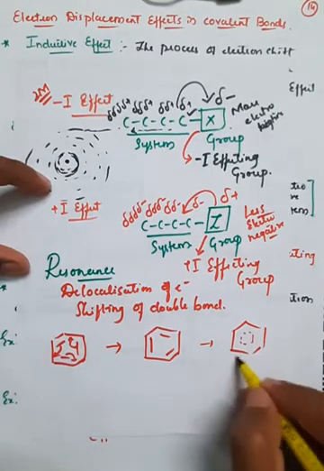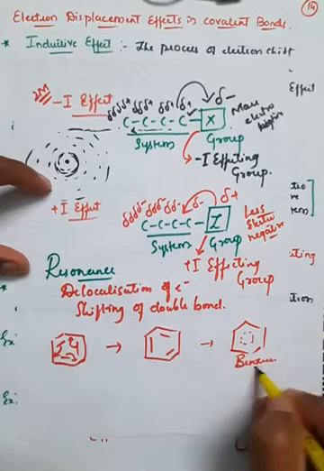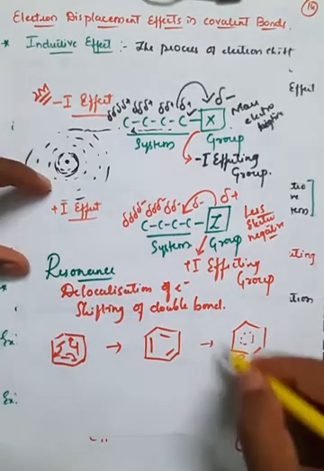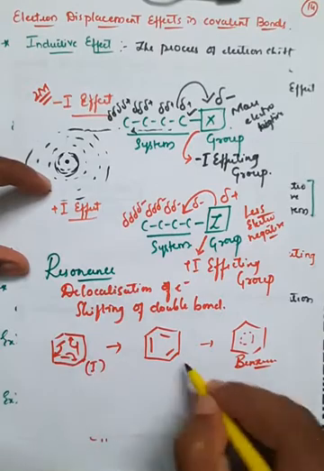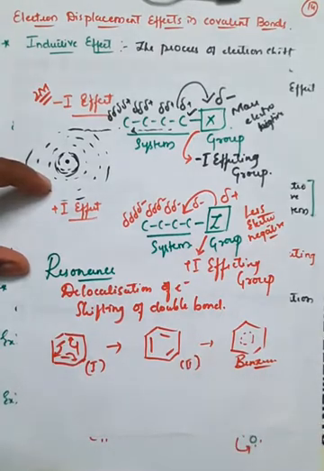So therefore this is called a resonance hybrid, right? So the structure of benzene is a resonance hybrid of the two. These two are called canonical forms: first canonical form, second canonical form, right?